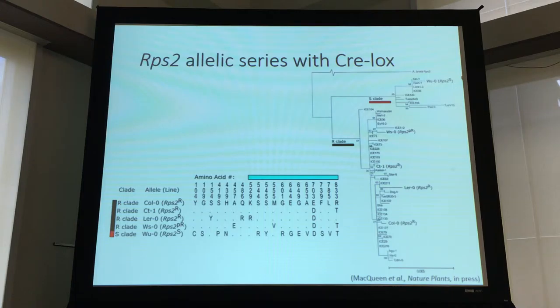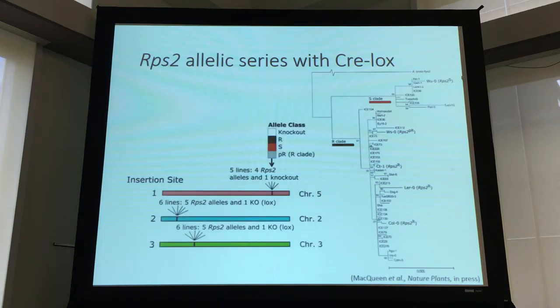and cloned them into an Rps2 knockout background at three different insertion sites using a Prelox system. So essentially the only difference between these lines is the presence and type of Rps2 allele at these three different positions. So it's about 18 lines total that we created. And we also created this knockout line just with an empty vector inserted at that site.